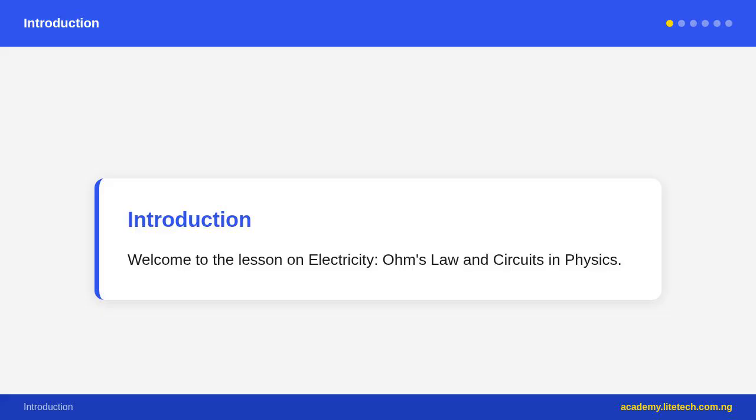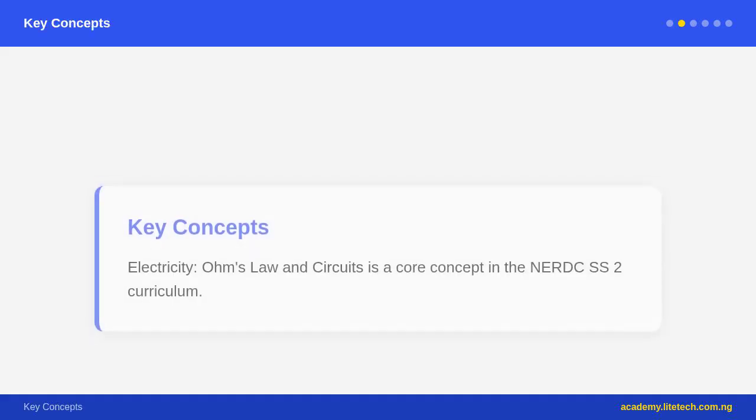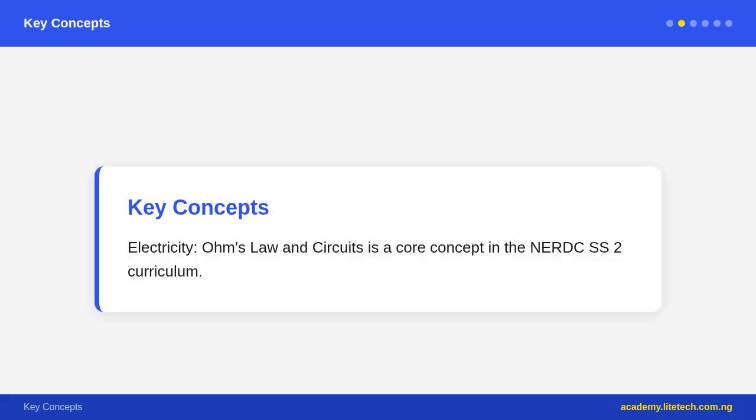Let us begin. Ohm's law, formulated by George Simon Ohm in 1827, states that the current flowing through a conductor is directly proportional to the voltage across it, provided temperature and other physical conditions remain constant. In formula form, V equals I times R, where V is the voltage, potential difference, in volts, I is the current in amperes, and R is the resistance in ohms, symbol omega. Rearranging, I equals V divided by R, and R equals V divided by I.